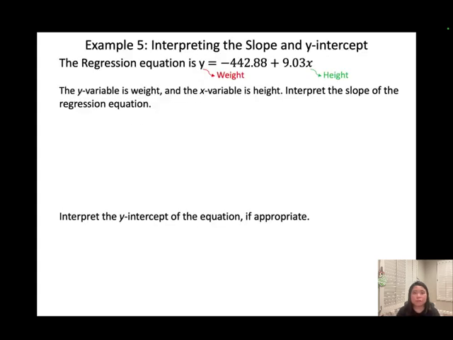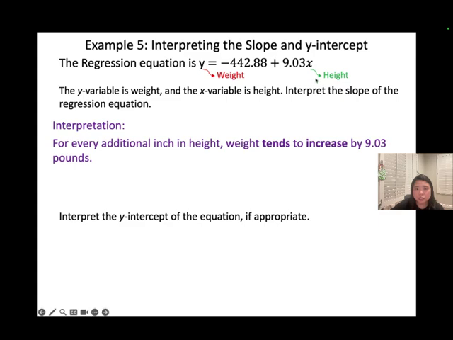Okay, example 5. Interpreting the slope and the y-intercept. We have the regression equation. The y represents your weight, equal to negative 442.88 plus 9.03x, and the x represents the height. Interpret the slope of the regression equation.